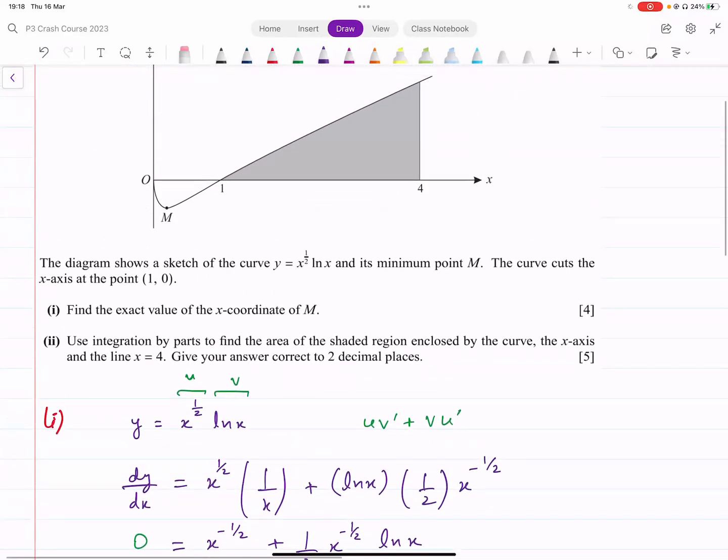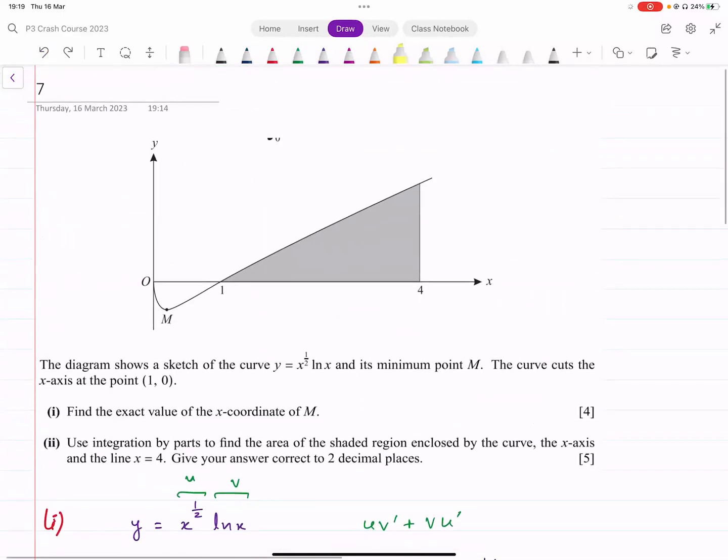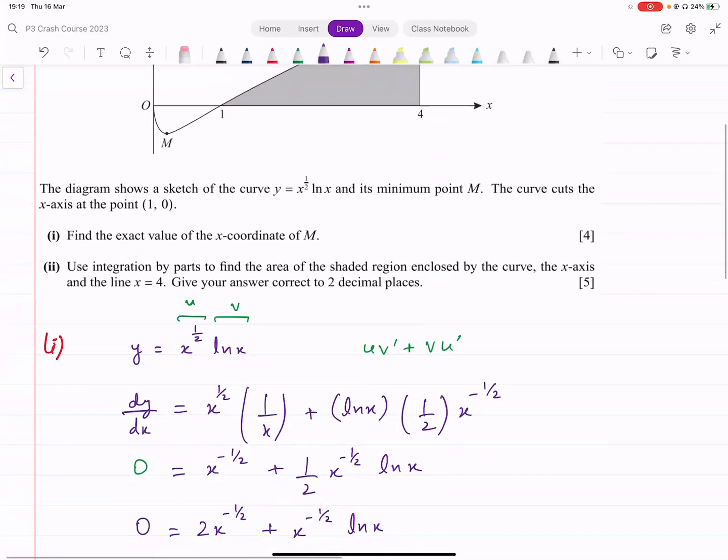Now it says use integration by parts. So they've told you what method you should be using to find the area of the shaded region enclosed by the curve, the x-axis, and the line x equals 4. This is the shaded region that we are looking for. Now, even if it looks like a triangle, do not assume that it is one. It's not a straight line. Even if it looks like it, it's not a straight line. It's part of a curve. So we can't make it a triangle. Can't think of it as a triangle, okay?